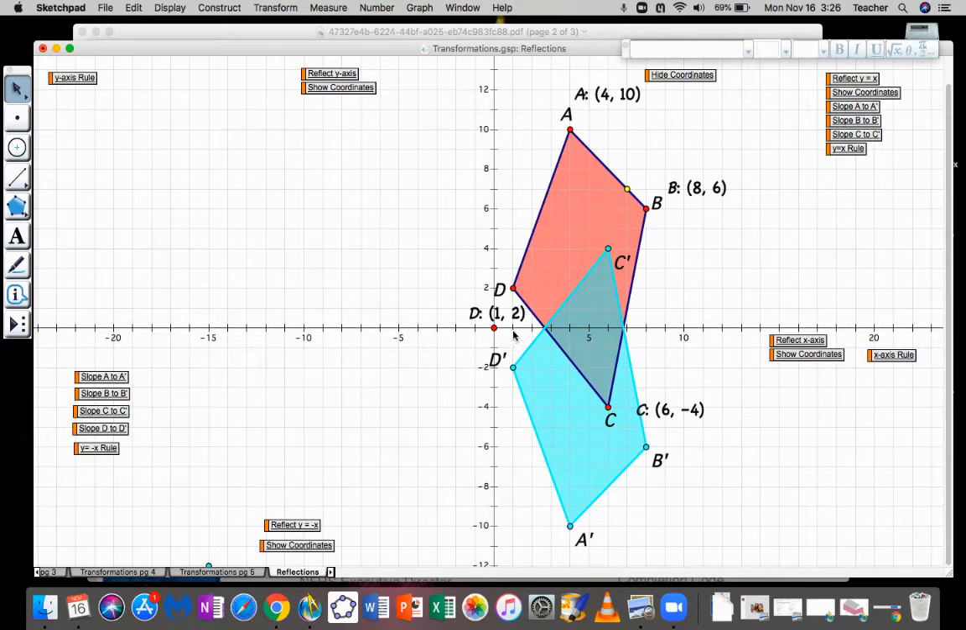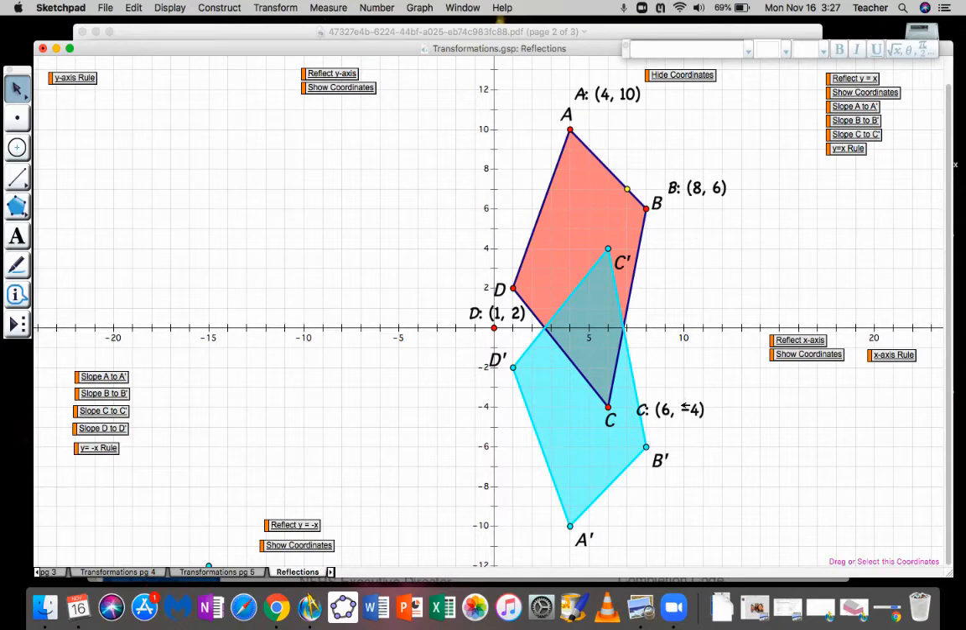D prime is 2 away. Same thing happened with C. It was 4 away going down with the original, and this C prime, the new one after I reflected, is 4 away. And the same thing happened to A and B. So A prime and B prime, you see where they're in line. B is 6 away from your x-axis, so B prime would be 6 away also.